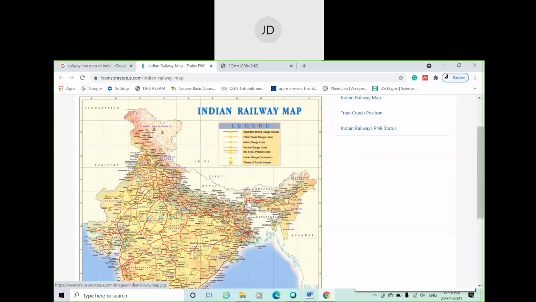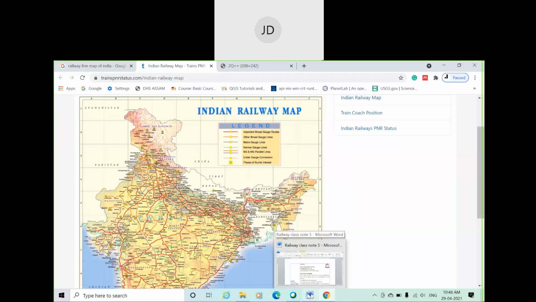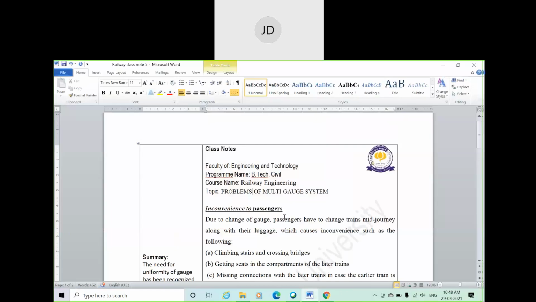I think you are getting my point, right? So in India and in most of the country, we can say we have a multi-gauge system. Okay, even in India we have a multi-gauge system. Now, because of the presence of the multi-gauge system, we have some problems. So in this class, we're going to discuss some problems faced by passengers or faced by a country as a whole. Okay, are you getting my point?